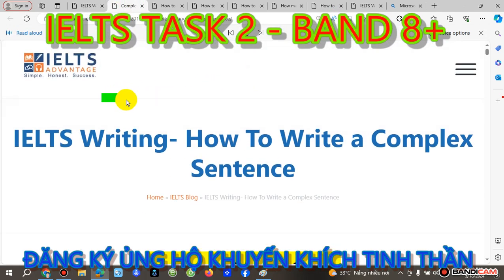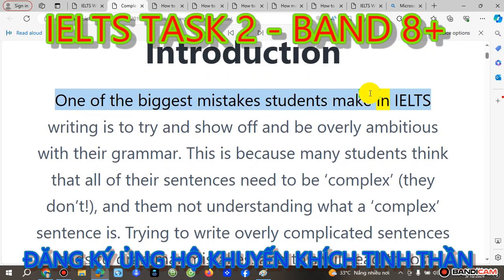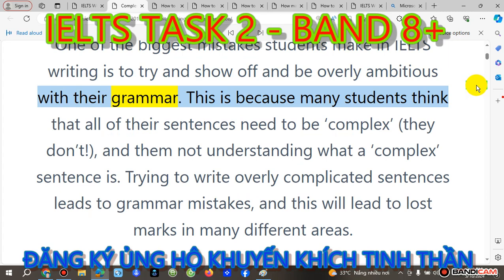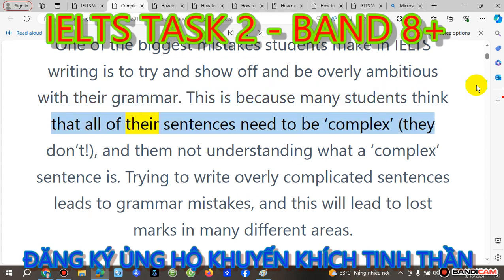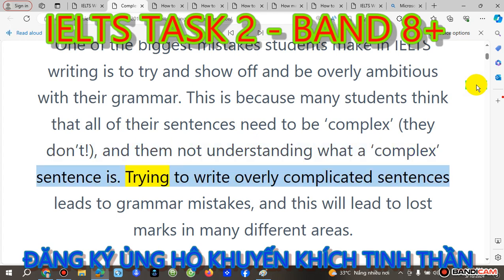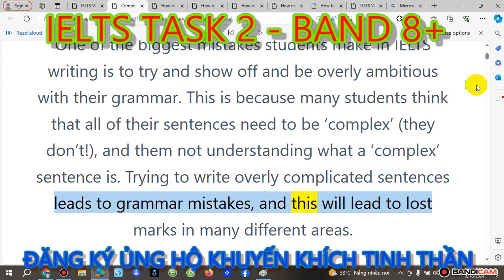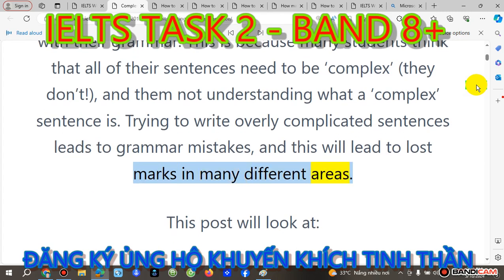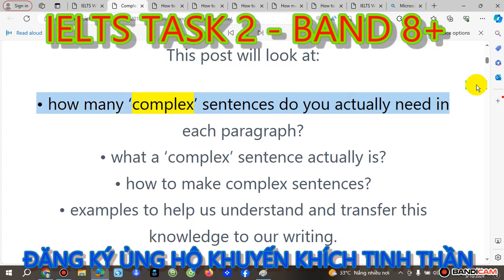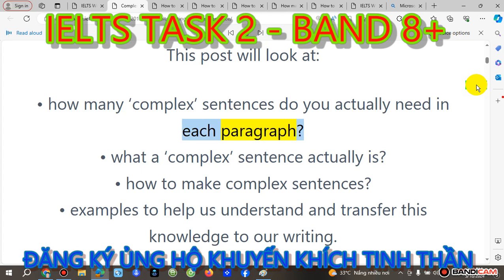Introduction. One of the biggest mistakes students make in IELTS writing is to try and show off and be overly ambitious with their grammar. This is because many students think that all of their sentences need to be complex, they don't, and them not understanding what a complex sentence is. Trying to write overly complicated sentences leads to grammar mistakes, and this will lead to lost marks in many different areas. This post will look at how many complex sentences do you actually need in each paragraph?